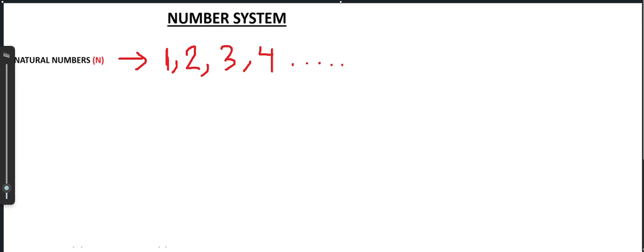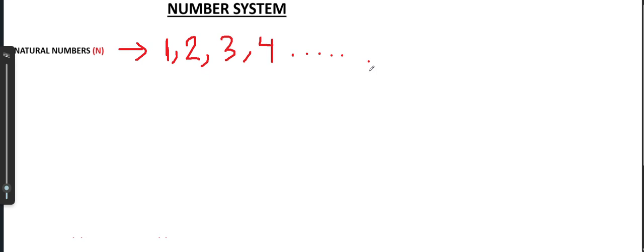So all such counting numbers are called natural numbers, which start from 1, the first and smallest number, and can continue till infinity. That is what natural numbers are all about.